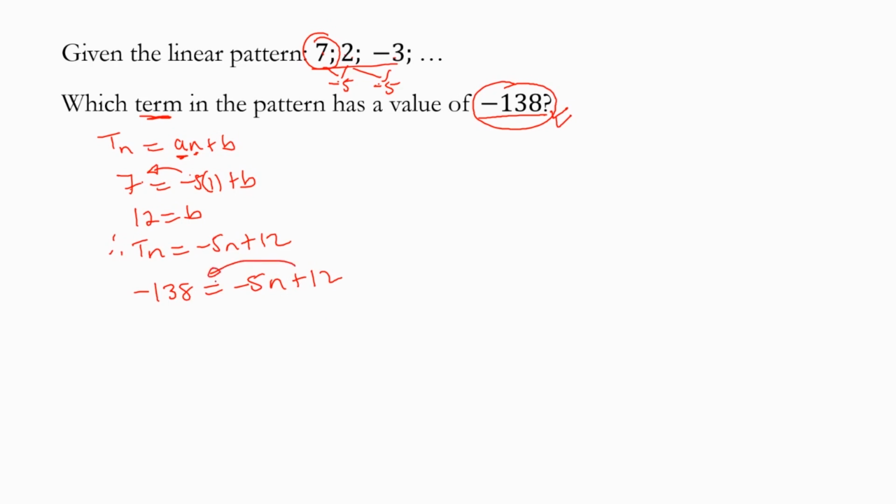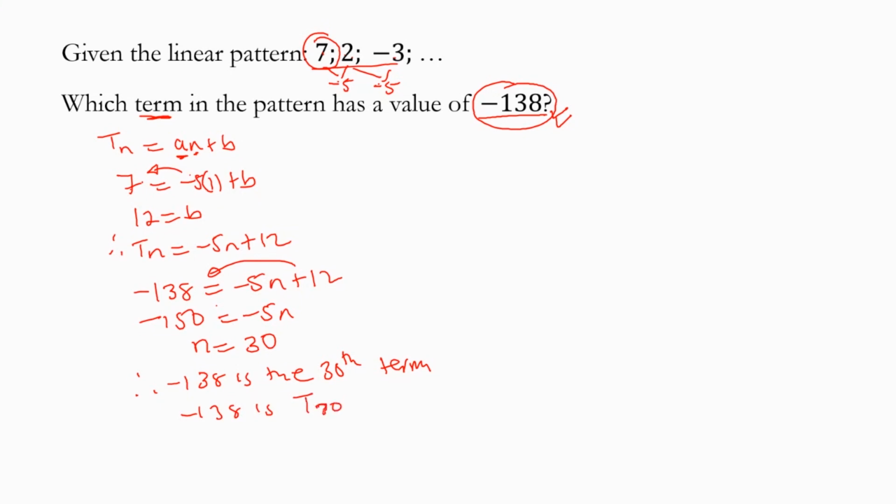Let's transpose 12, whichever way you're going to solve this linear equation. We know how to solve linear equations. So it becomes negative 138 minus 12, which is negative 150, equal to negative 5n. Then divide by negative 5 on both sides, and we get that n is equal to 30. So it means negative 138 is the 30th term in the sequence, or you can say negative 138 is T30. You see that? Okay, so that's what it's supposed to do there.